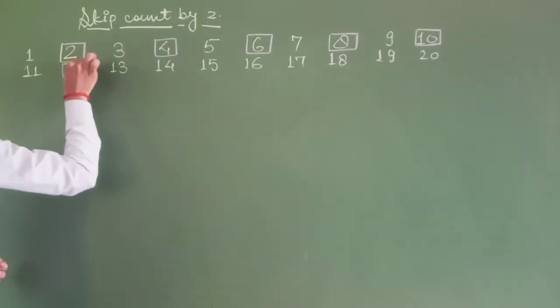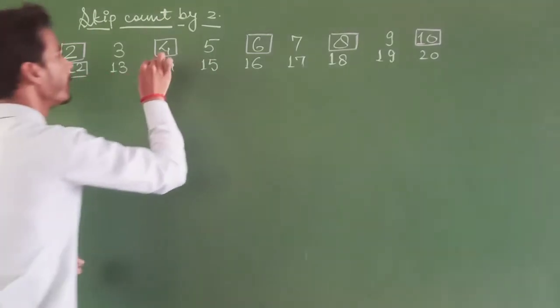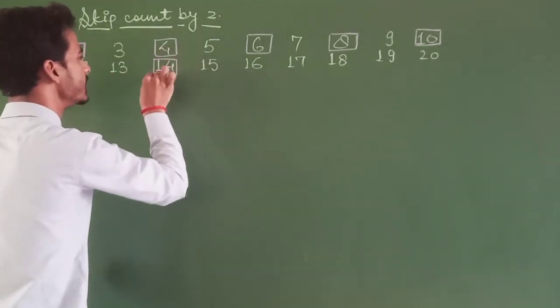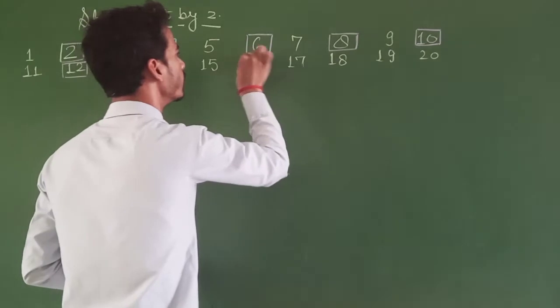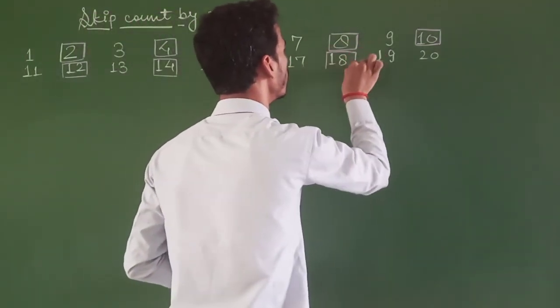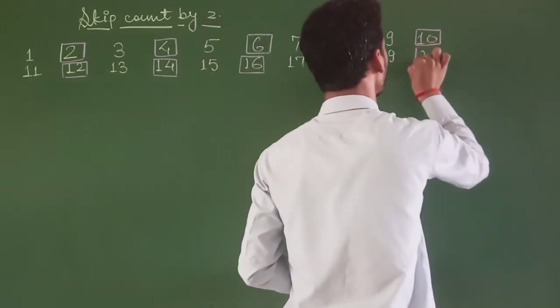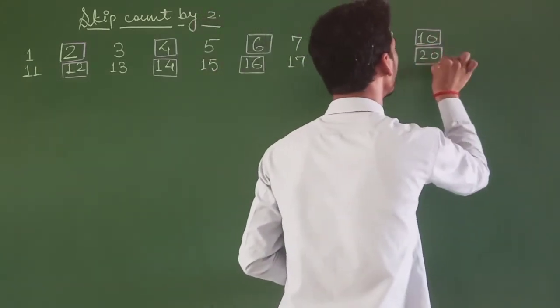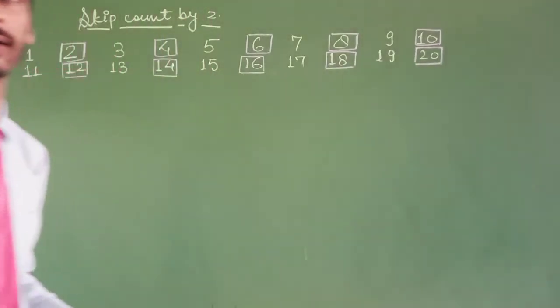12, 14, 16, 18, 20. Okay, these are the numbers that are colored.